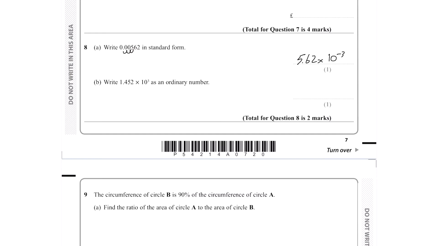The next one, we're timesing it by 10 to the power of 3. So hop the decimal 1, 2, 3. That becomes 1452.